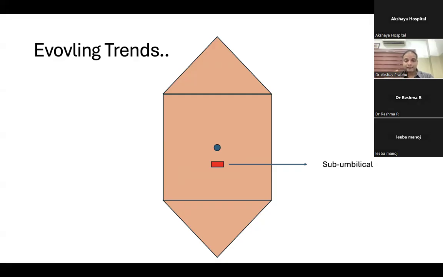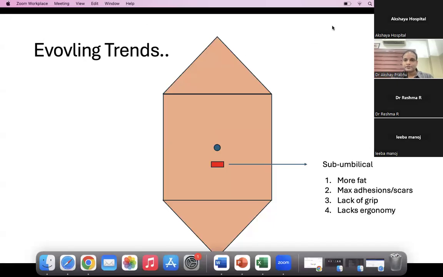But after a point of time, I evolved from this. Why? In the subumbilical port, the problem is that in females, the subumbilical region has got the maximum fat in the abdomen. If you see, always the supraumbilical area, the fat is less compared to the subumbilical area. This is more evident in females. Men don't have this characteristic. So when we as gynecologists operate on females, this area has got maximum fat.